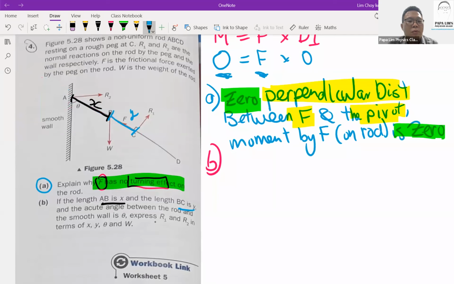Now we look at the question. The question asks to express R1 and R2 in terms of theta and all the unknowns. One of the most common ways of approaching this question is to take moments about a particular point. For this question, since from part A we already know that there is a pivoting point at A, let's take moments about A.